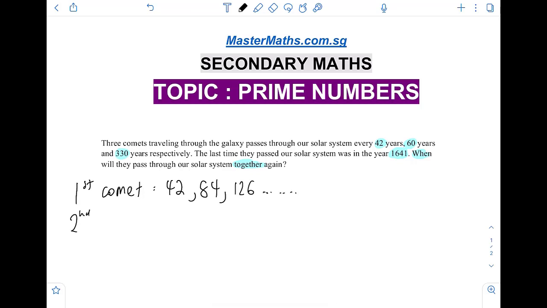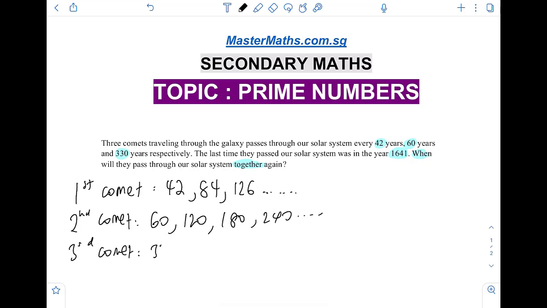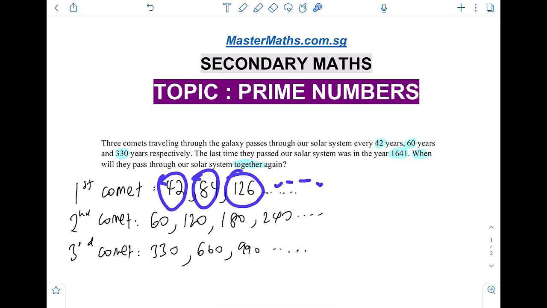Second comet: 60, 120, right? The next one will be 180 years, 240 and so on. Third comet is every 330 years. So first time 330 years later, 660 years, 990 years. As you can see, the comets are passing through at all different years.